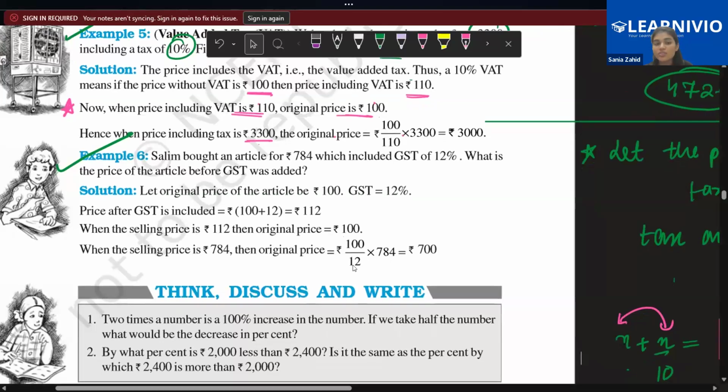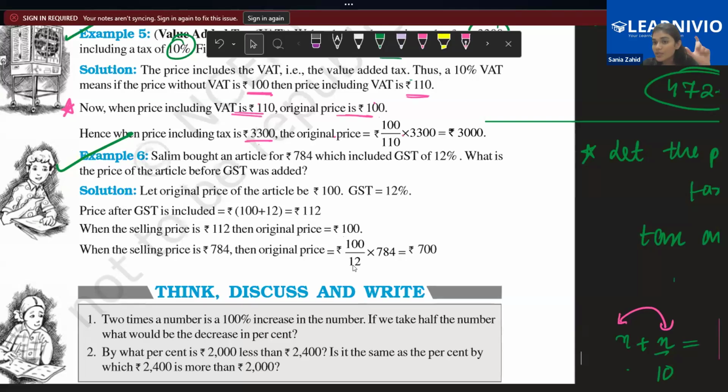Now let's read the sixth question, children. It says, buy an important article for 784 rupees, which included GST of 12%. So children, now tell me quickly, is 784 the original amount or the amount after tax? After tax, right? Everyone focus on the board. So it is the amount after tax, 784, including GST. That means 784 is the amount after tax.